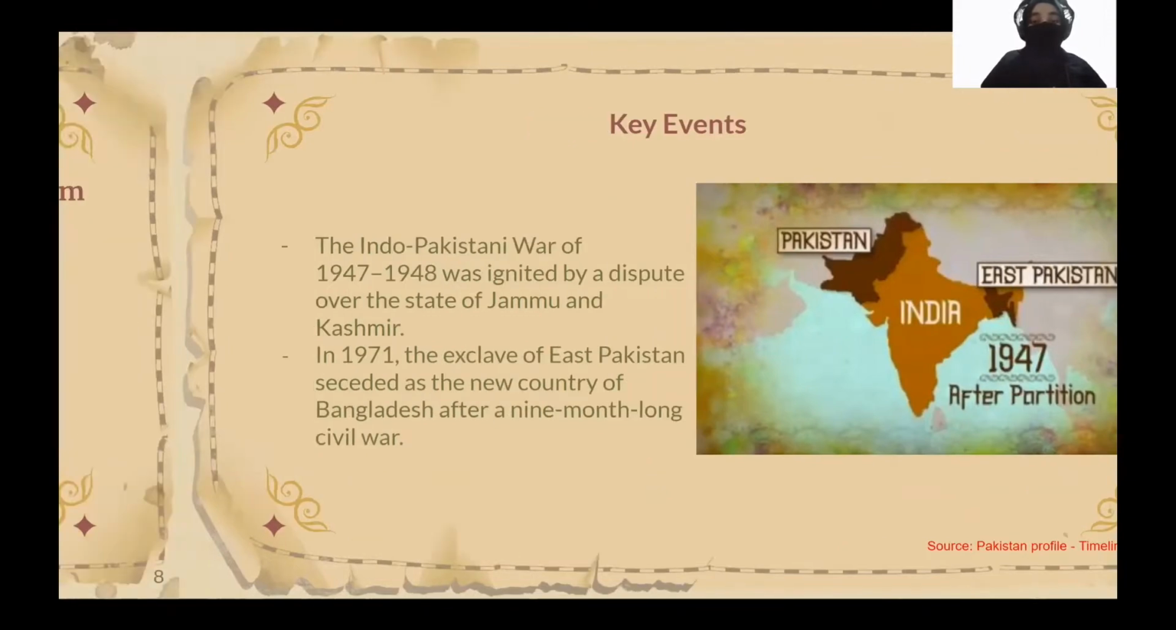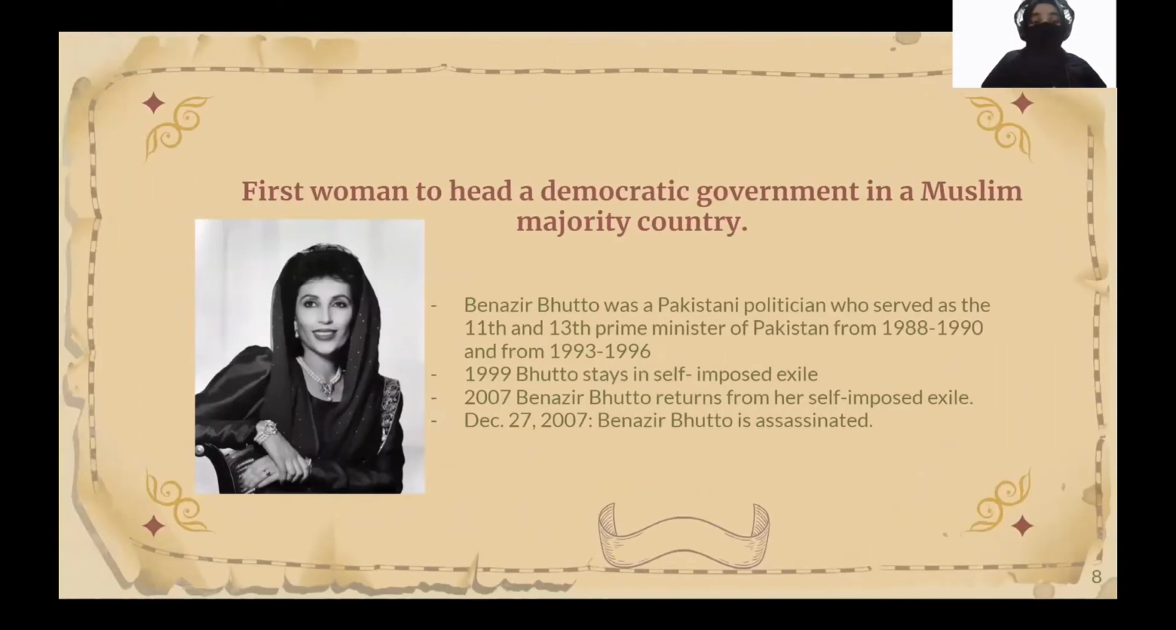war. Now moving on again, we look at Benazir Bhutto, who was a Pakistani politician who served as the 11th and 13th Prime Minister of Pakistan from 1988 to 1990 and then from 1993 to 1996. She was the first woman to head a democratic government in a Muslim-majority country. In 1999, Bhutto enters a self-imposed exile, whereas in 2007, she returns from exile. Also in 2007, Benazir Bhutto was assassinated.